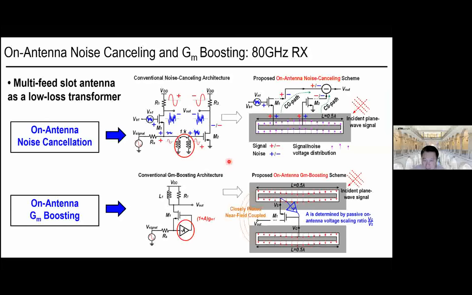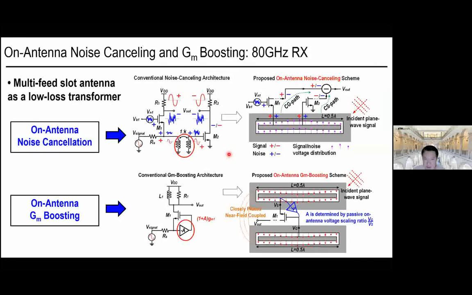So for some further study, by leveraging the multi-feed antenna properties, because it can behave as a transformer, it can behave as an impedance scaling network, it can behave as a passive voltage and current scaling network.